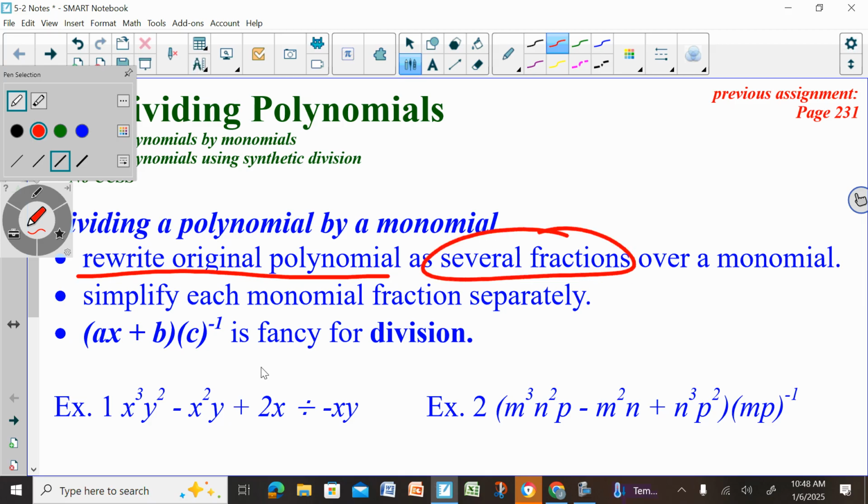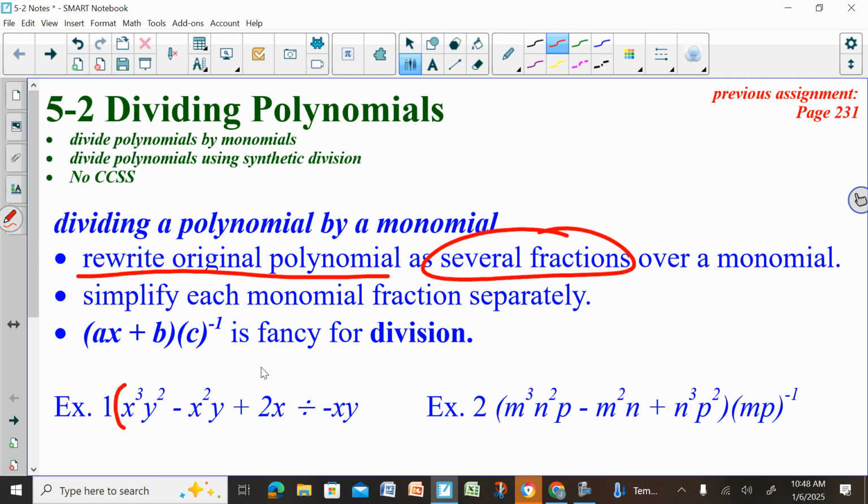So I know in example 1, we've got this great big polynomial. That is part of the example. So you've got this polynomial, and we're dividing by this monomial. So it's just one term. I know there's 2 letters, but it's just one term. So sometimes they show it like that with the division sign. Other times they're going to show it like example 2.